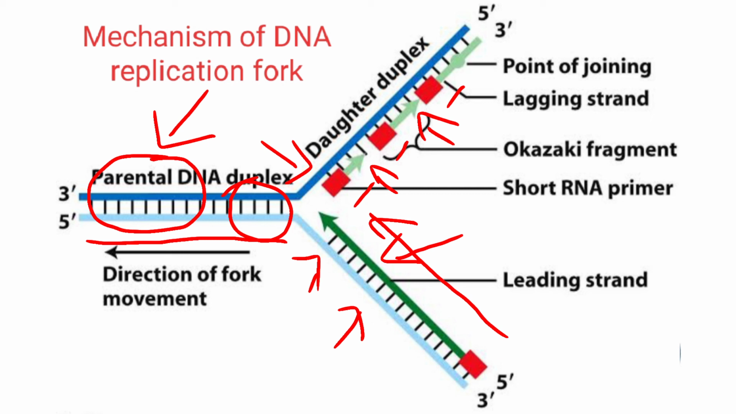And now the newly formed DNA is formed. After that the RNA primer is removed. Short RNA primers are seen in the lagging strand, and Okazaki fragments also, which were found by Okazaki, so the name came as Okazaki fragments, and the lagging strand is joined by the DNA ligase enzyme.